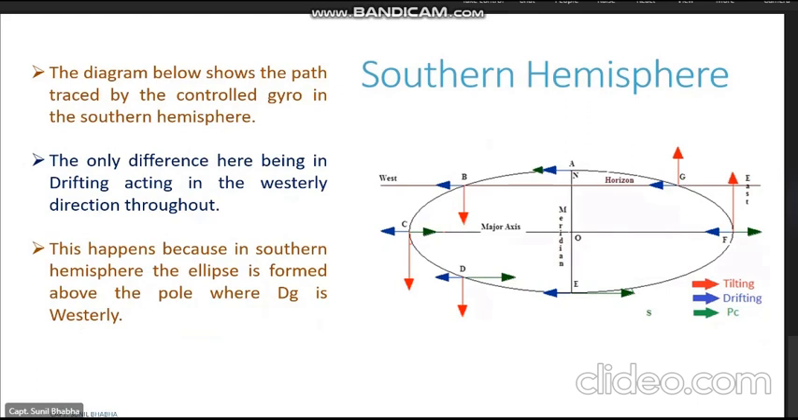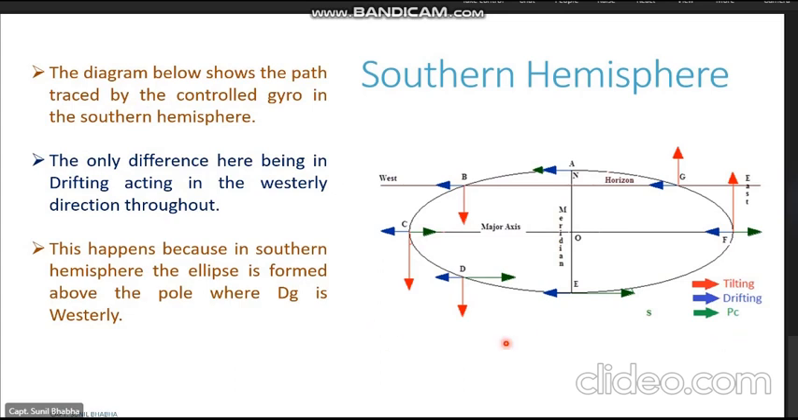Now, just to give you a conceptual idea, even though it may not be required for the exams, what will happen to the ellipse if we are in the southern hemisphere? Right now, all along, we have been assuming that the observer is in the northern hemisphere. Now, what if the observer is in the southern hemisphere? Now, in the southern hemisphere, the ellipse is going to look like this.